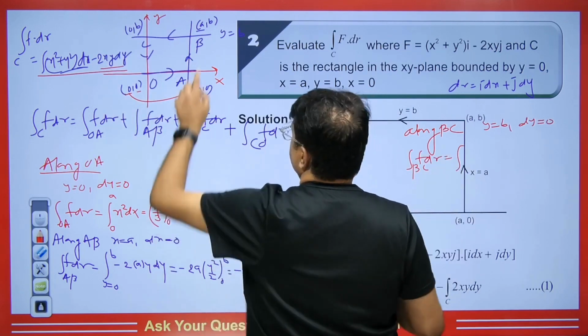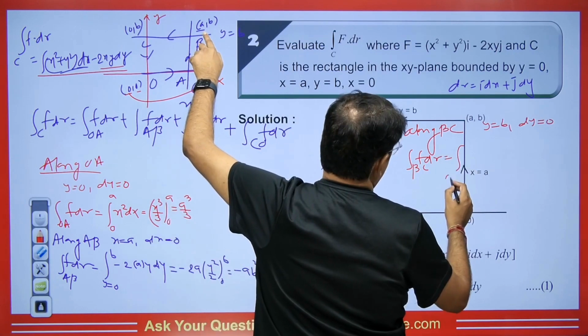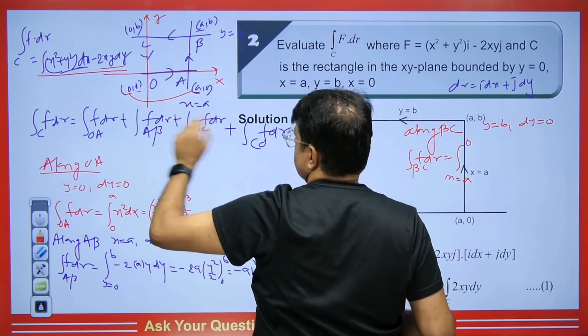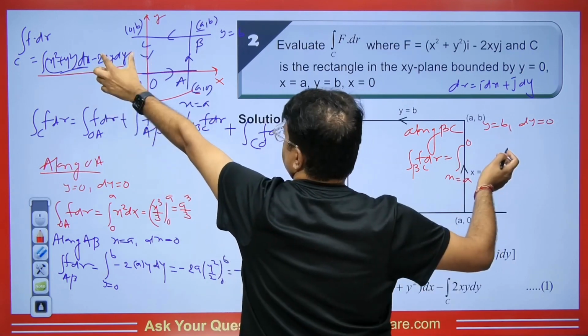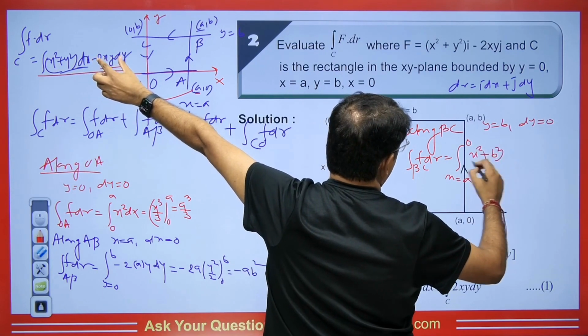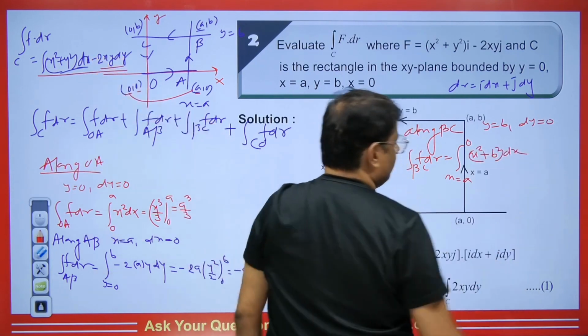So what will we get here, students? What is the limit of this X? It is going from A to 0. Is this clear? It's from A to 0. And look here, since dy is 0, this whole thing will become 0. And this will come to X square. Wherever there is Y, we will put B square there. So this is our value, okay?